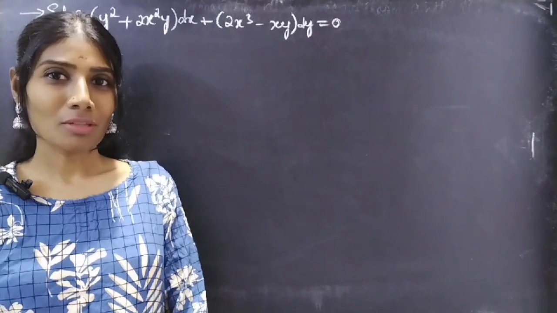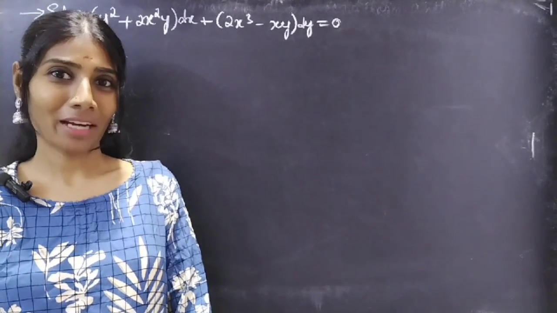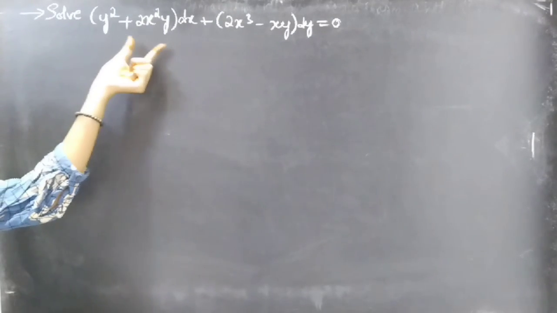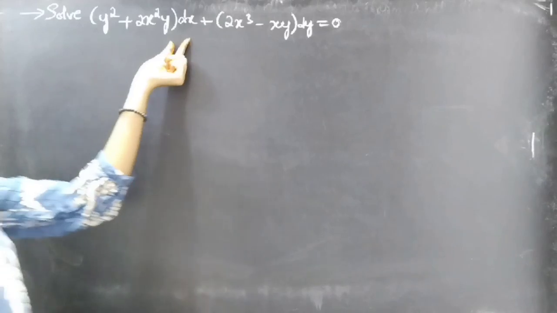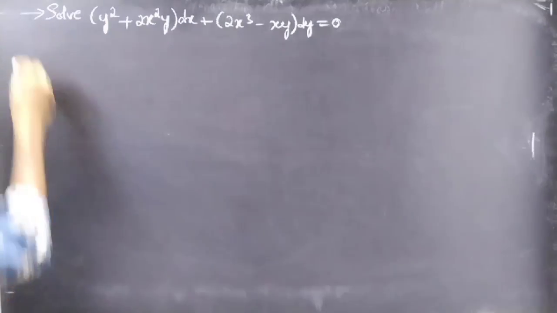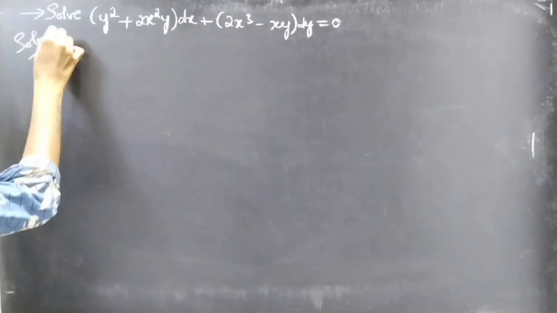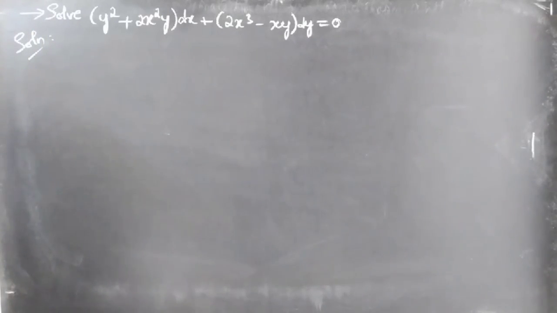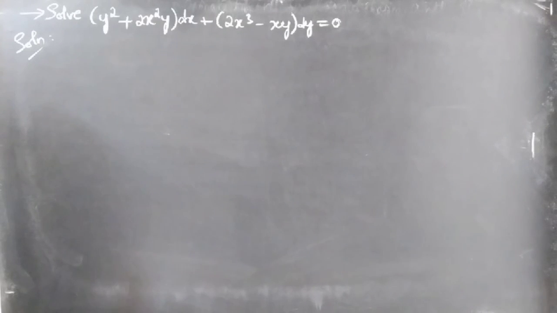In this video, we're going to solve a differential equation using integrating factor. So let's get going. Problem: solve (y² + 2x²y) dx + (2x³ - xy) dy = 0. So we have noticed the given differential equation is of the form M dx + N dy = 0, right? The standard form.